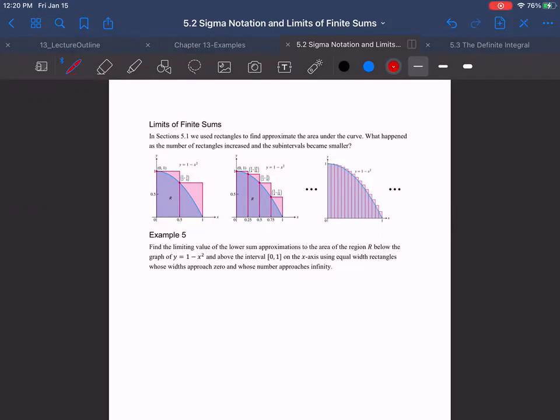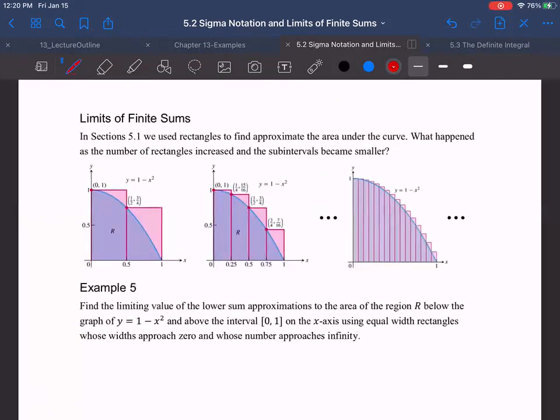Okay, let's take a look at this. Limits of finite sums in section 5.1. We use rectangles to find approximate area under the curve. What happened as the number of rectangles increased and the subintervals became smaller? In other words, as we move from that left picture to the middle picture to the far right picture, what's happening there? Yeah, we're getting closer and closer to the actual area under it. So we're getting a closer approximation there. That one on the right is definitely a lot closer than the other two. Just visually, it's obvious that it is, right?